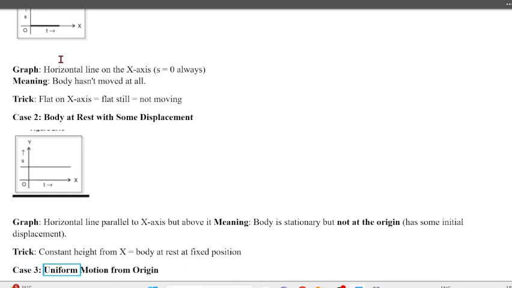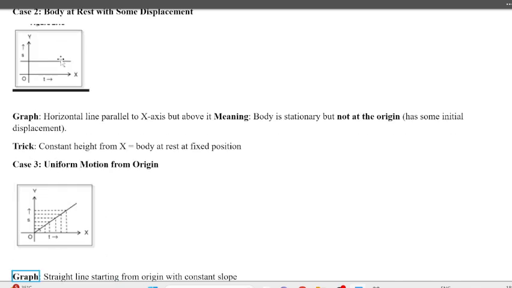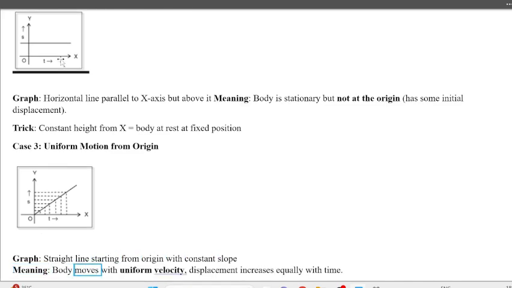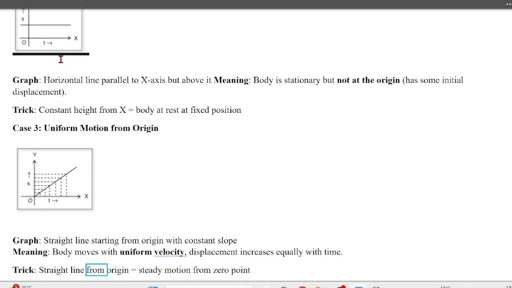Case 3: uniform motion from origin. Picture the graph: a straight line starting from the origin with constant slope, meaning the body moves with uniform velocity, displacement increases equally with time. Trick: straight line from origin is equal to steady motion from the zero point.